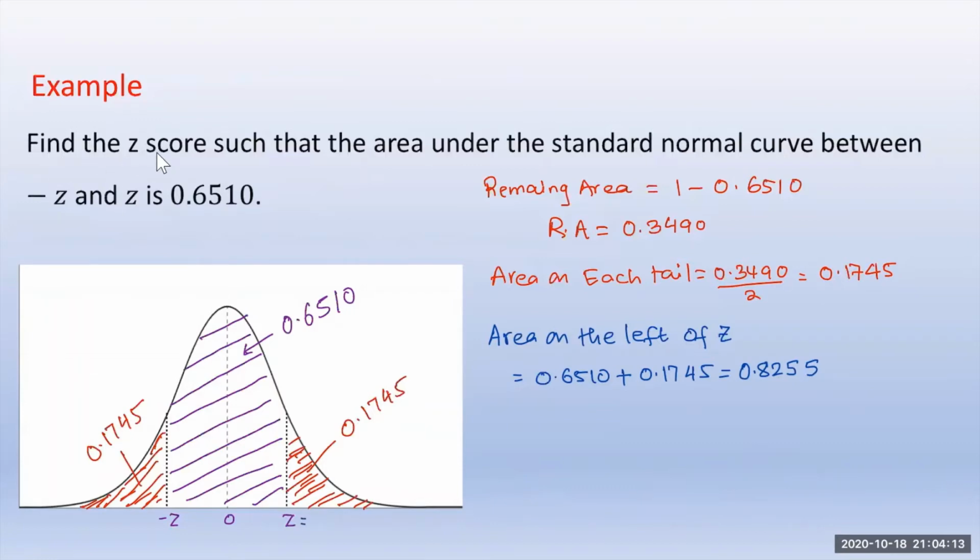What is this equal to? We need to find that. And in order to find this, we use our TI-84 calculator. And we know that to find the z-score, we use z equal to inverse normal, area to the left of that, which is 0.8255. Mean is 0, standard deviation is 1. Now we can use our TI-84 calculator to get this result.